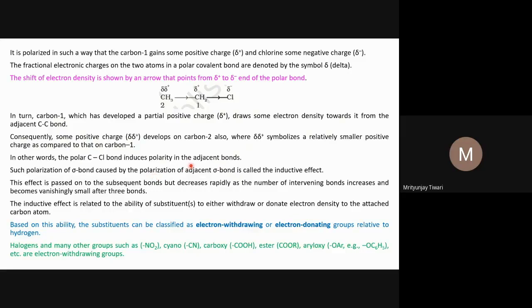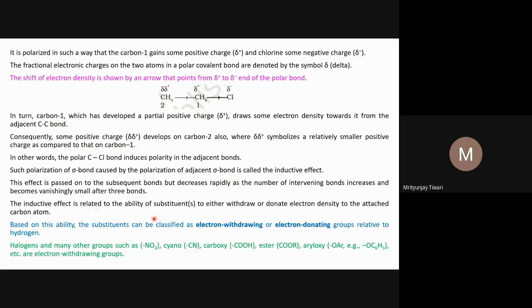So this inductive effect is passed on to the subsequent bonds, as you see. This bond is more polar, and this also passes to the next bond and to the next, but usually after the third bond it becomes negligibly small. The effect is passed on to the subsequent bonds but decreases rapidly as the number of intervening bonds increases, and becomes vanishingly small after three bonds. Although it passes through the sigma bonds along the carbon chain of any organic species, after the third bond it becomes almost negligible.